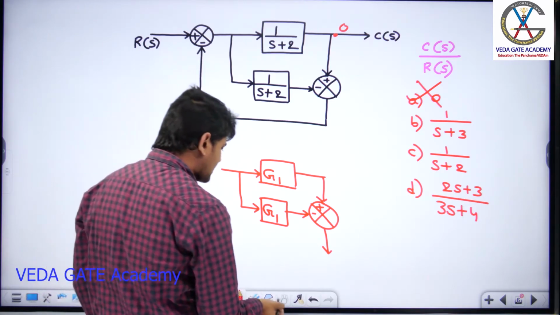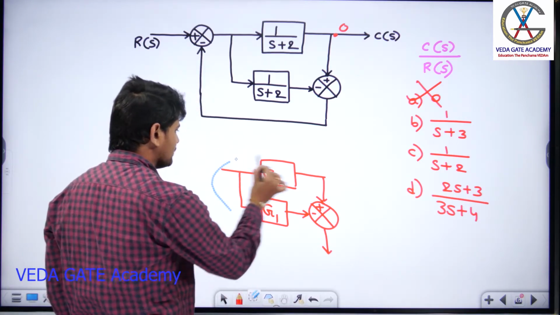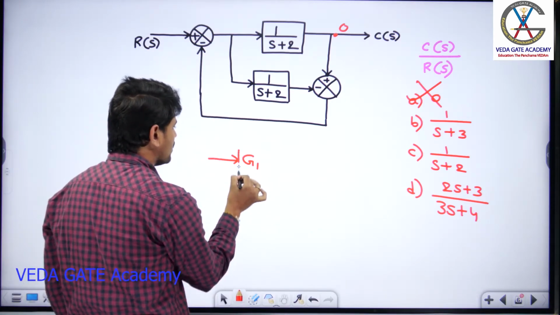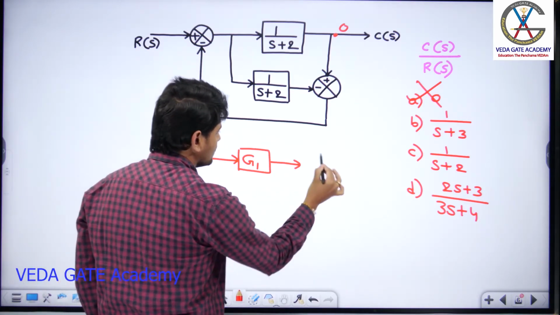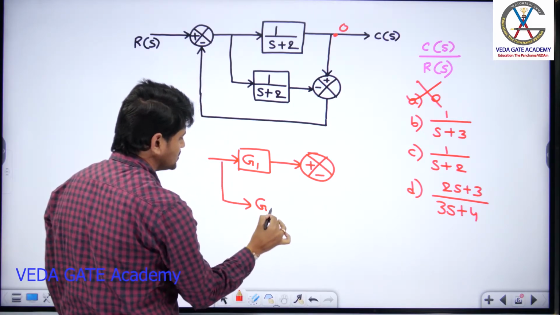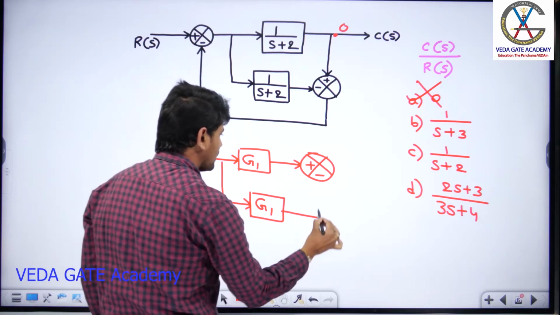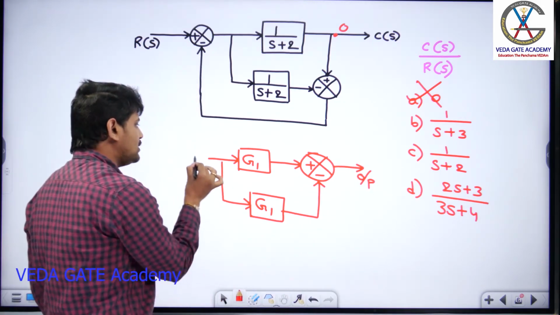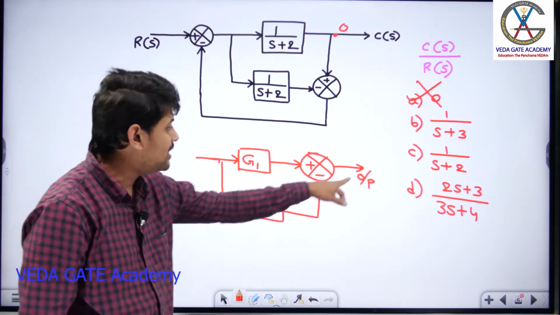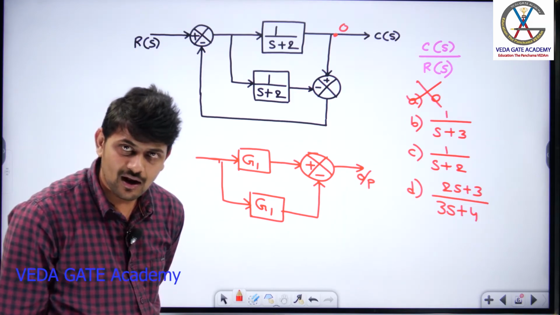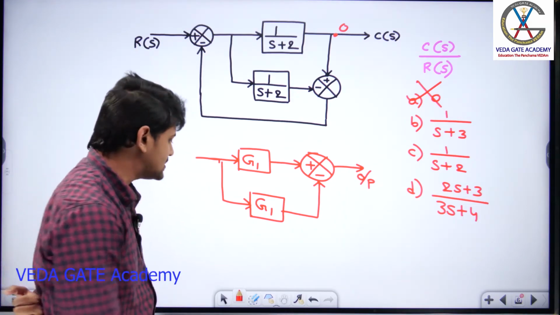Or else, in general, if I am trying to draw in a normal fashion, suppose I am taking this block G1, and this is my summing point with plus and minus, and this is also block G1, and this is the output. Here, the output of reducing these two blocks which are connected in parallel will appear over here. So since these two blocks are connected in parallel, I reduce these two blocks into a single block.